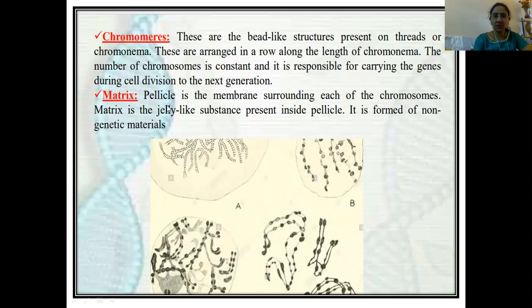Okay, what is the matrix? It is also called the pellicle. The pellicle is a membrane surrounding each of the chromosomes, and the matrix is a jelly-like structure.